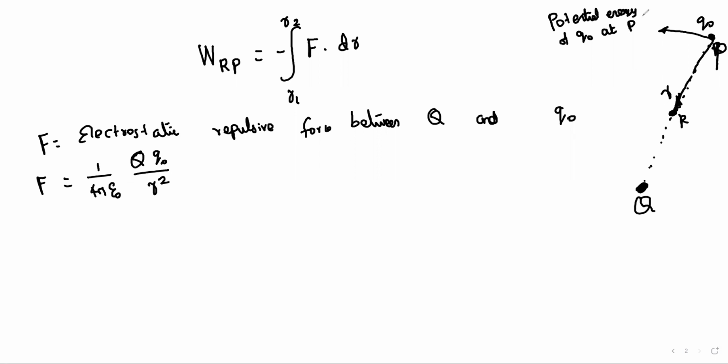Now let me say it is the potential energy, right? Potential energy is denoted by the letter U. Usually we denote potential energy using the letter U. So it will be UP. Again, the same thing: if it just wants to stay at R, it needs an energy, that is the potential energy of q0 at R. Let it be UR.